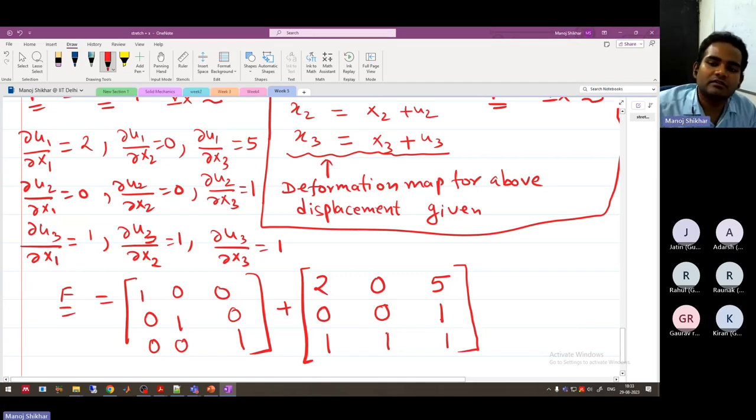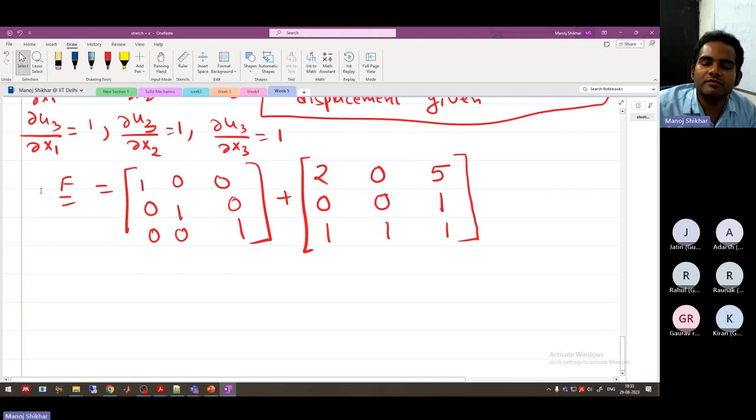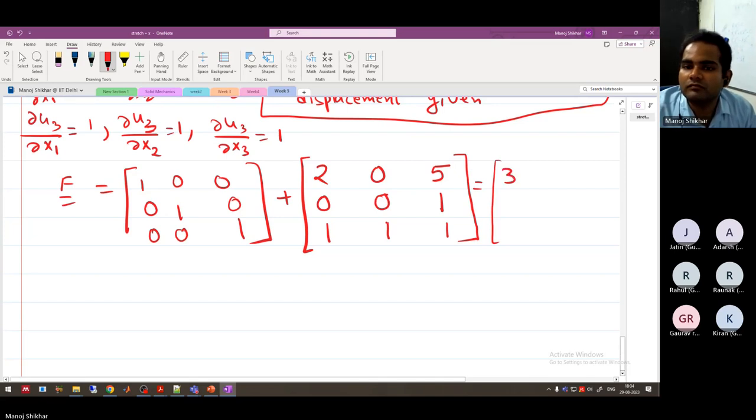So this is the deformation gradient matrix. If you add these, you will get the result: 3 0 1, 0 1 1, 5 1.